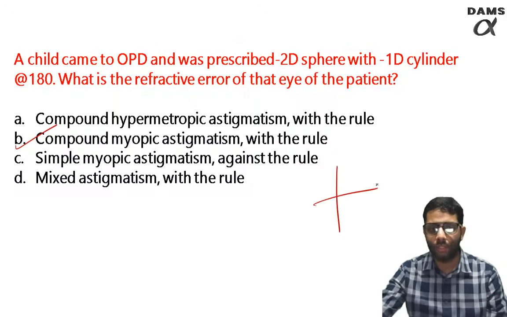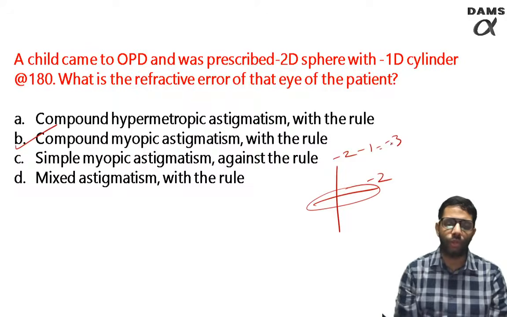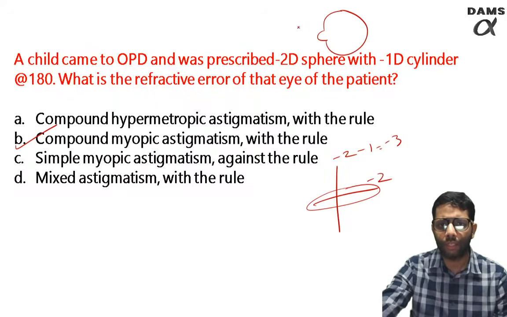How do you solve this? -2 like this. -1 cylinder kept here, working in the vertical. So it becomes -3 in the vertical, -2 in horizontal. Both minus means both are in front of the retina.